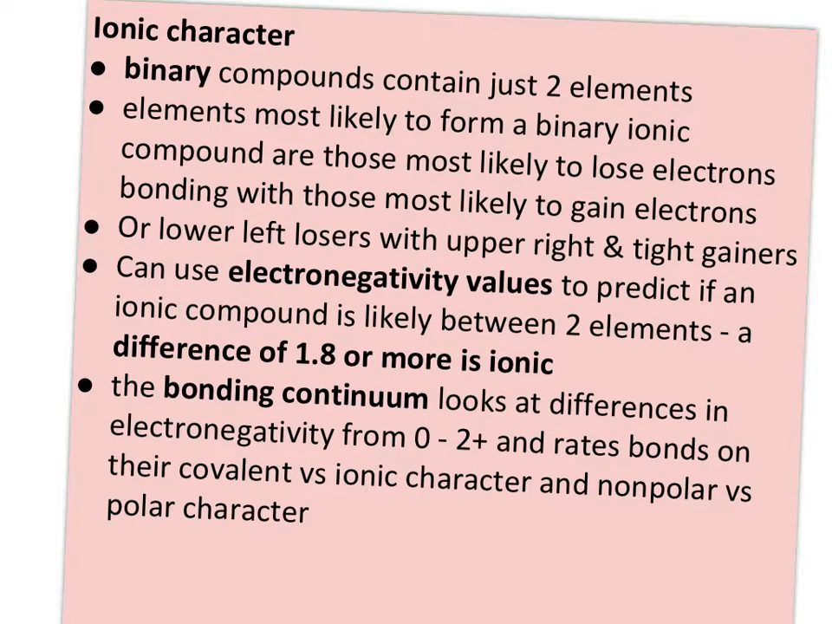So again, we have this bonding continuum that looks at the differences in electronegativity, which could be 0 if it's between two like atoms, all the way up to over 2, depending upon how electronegative the nonmetal is and how little electronegativity the metal has. So we rate bonds anywhere from being pure covalent to somewhat covalent to mostly covalent to being ionic. And that also then involves polarity, polar and nonpolar covalent bonds.